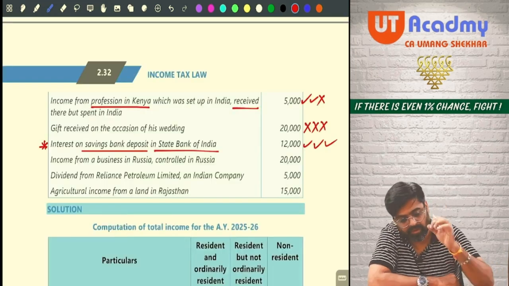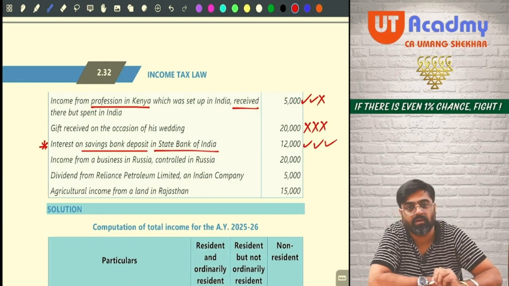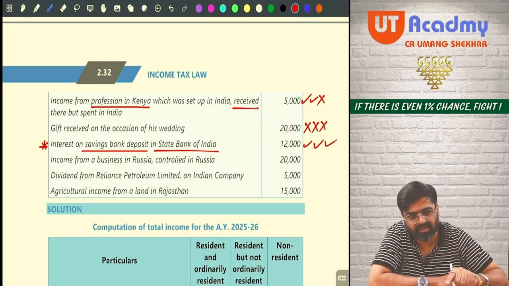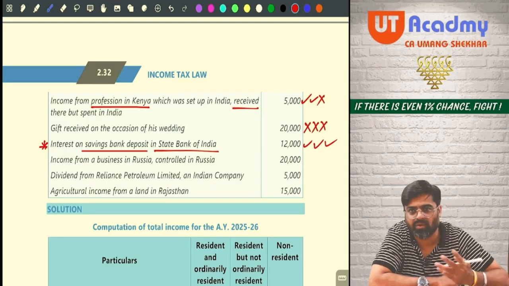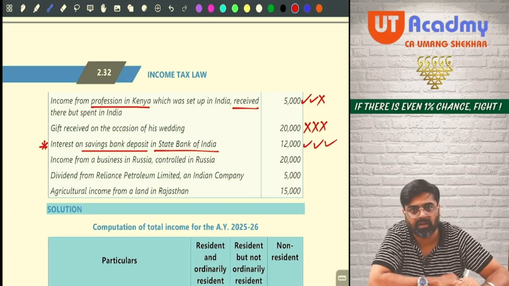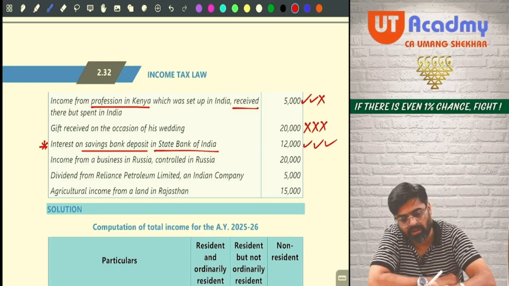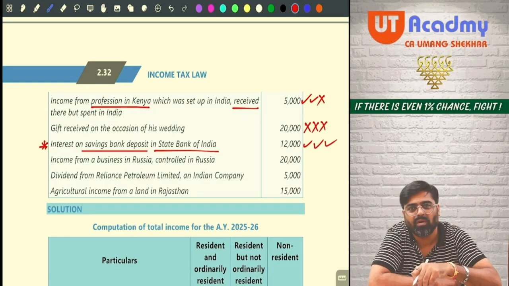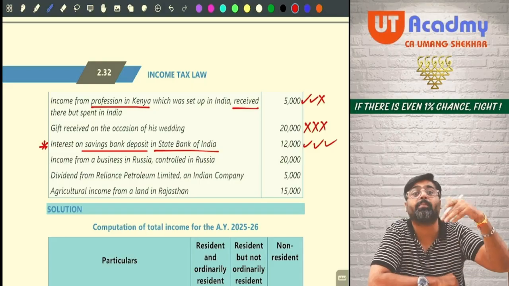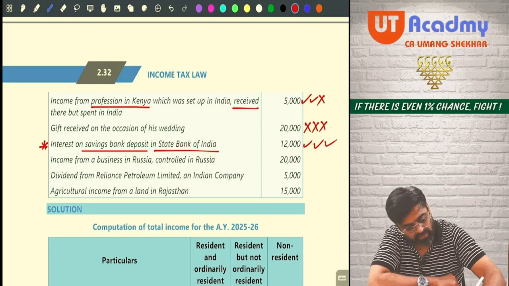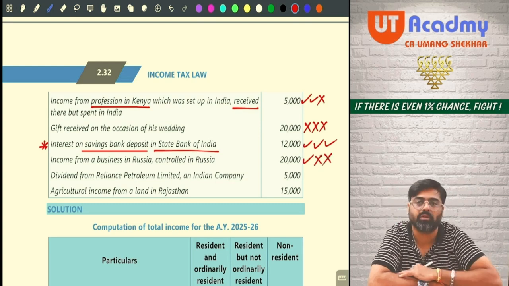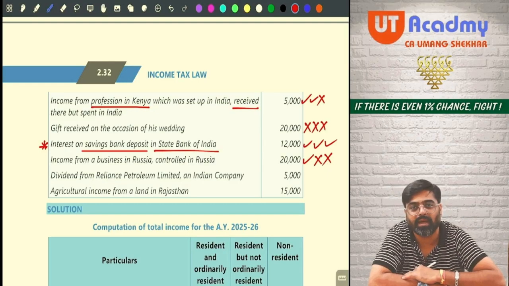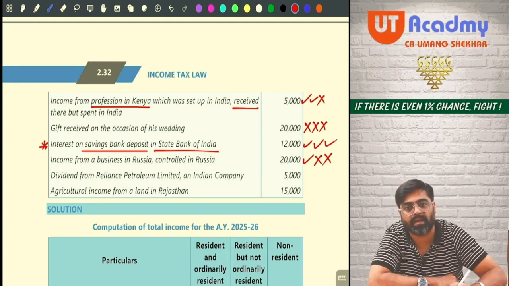Perfect. See, now income from business in Russia. Where is the business? Russia. Income accruing outside India. Are they saying that this income is received in India? No. That means the income is also received outside India. So income accrued outside India, received outside India, from a business which is outside India. Is that business controlled from India? No. So it is a foreign income, but not Part A foreign income, Part B foreign income. What will you do, friends? Tick, cross, cross. If the business would have been controlled from India, then it would have been tick, tick, cross.